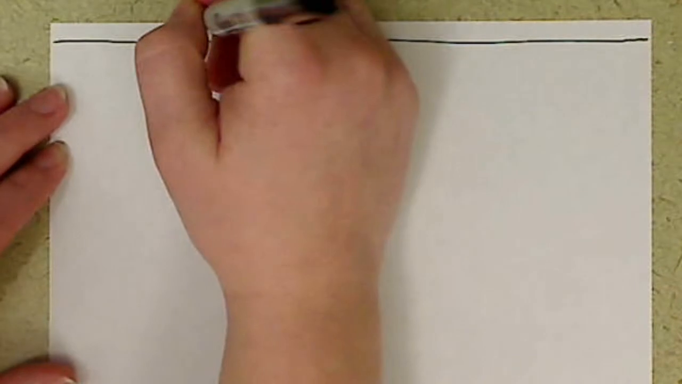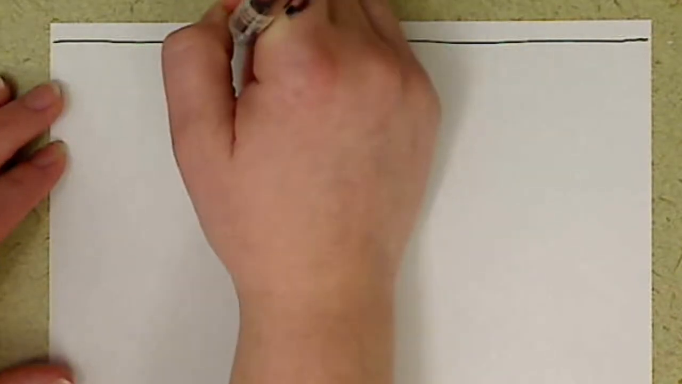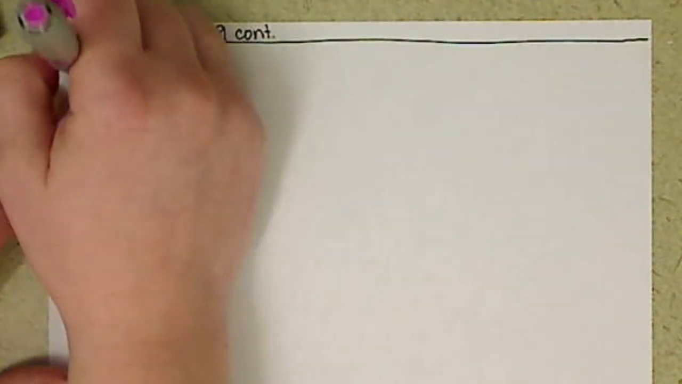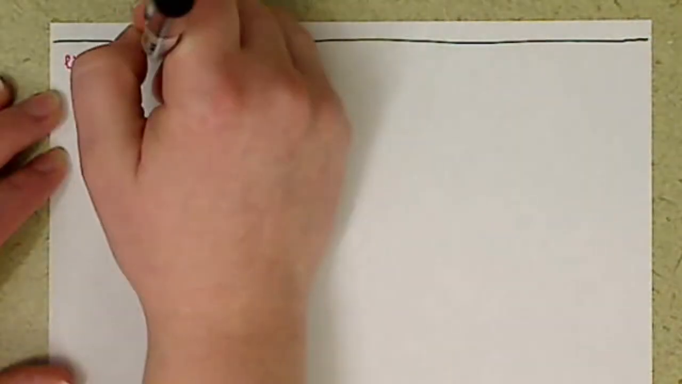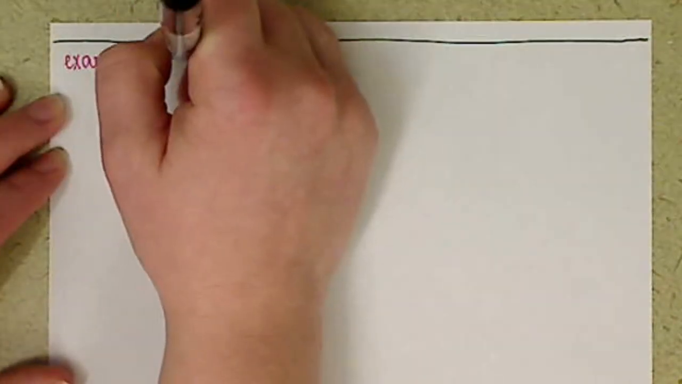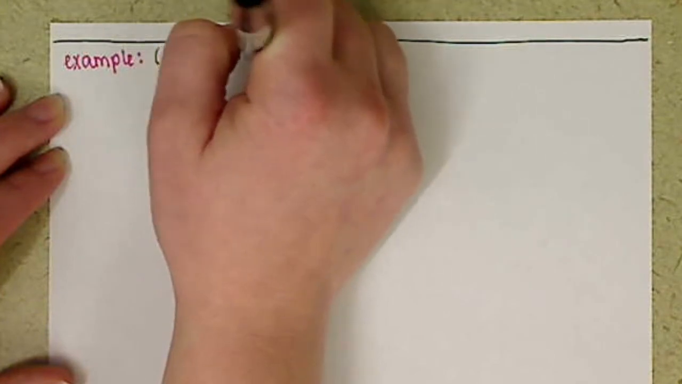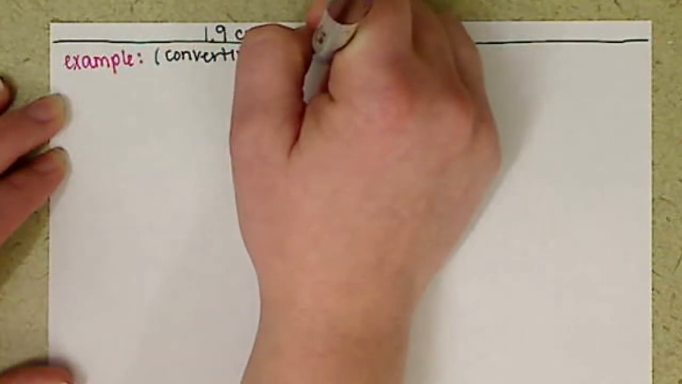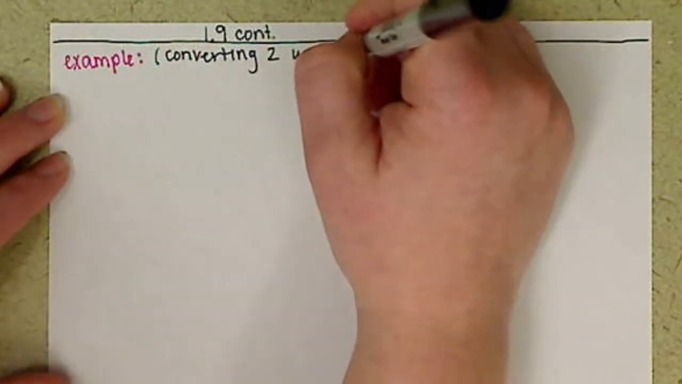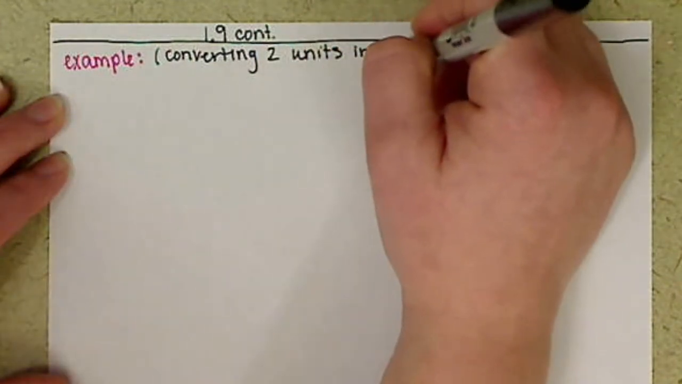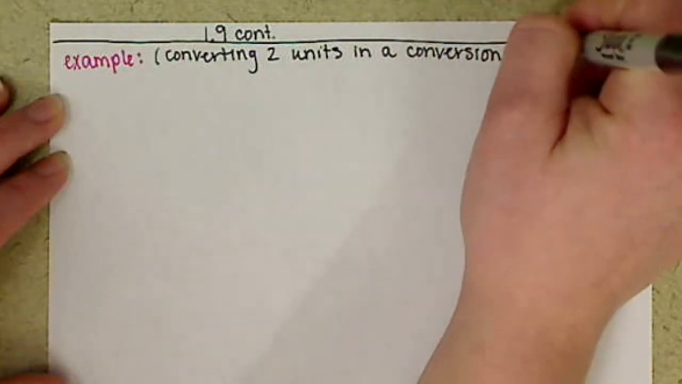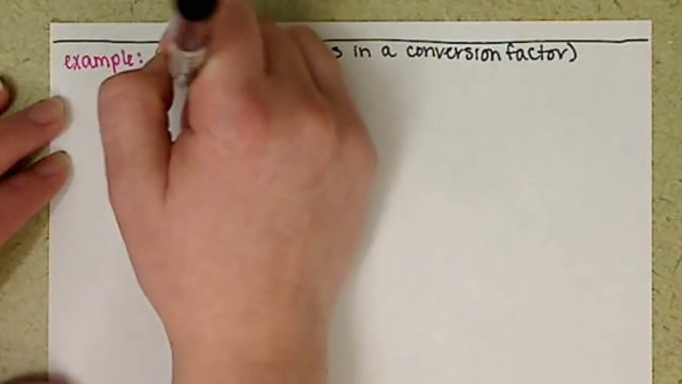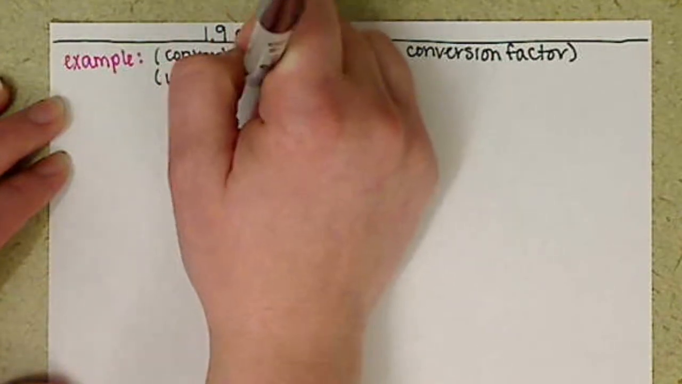All right, so I'm going to keep working on 1.9. So 1.9 continued. I want to work through an example. And specifically, this example is going to work on converting 2 units. And a conversion factor. And then using the new conversion factor.